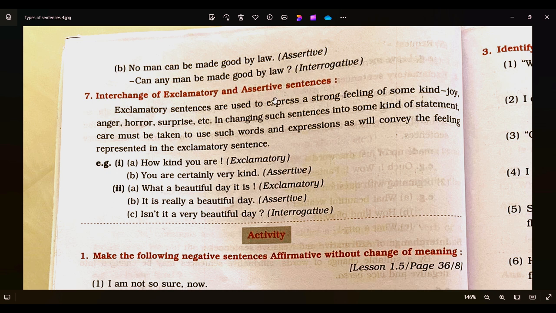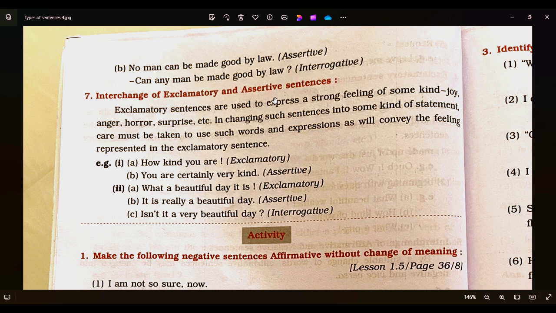Next one is, what a beautiful day it is. That is an exclamatory sentence, and when you are making it assertive, remember you have to find out the subject. So in this sentence, what a beautiful day it is, the subject is it, the verb is already given there, and then a beautiful, which is the phrase exclaimed in this sentence. So here you have to put another adjective or adverb to show the beauty. Okay, so it is really a beautiful day, which is an assertive sentence. Remember, the format for assertive is subject plus verb plus object.